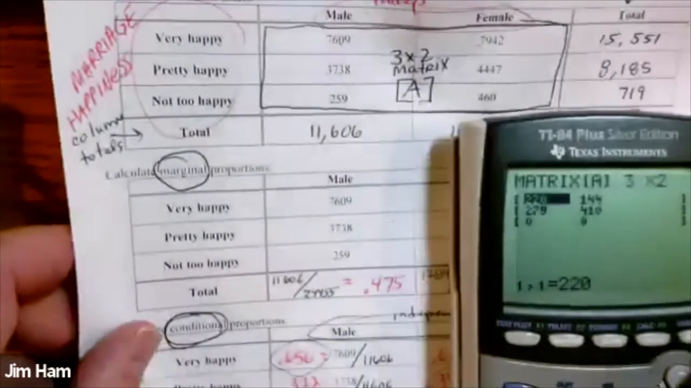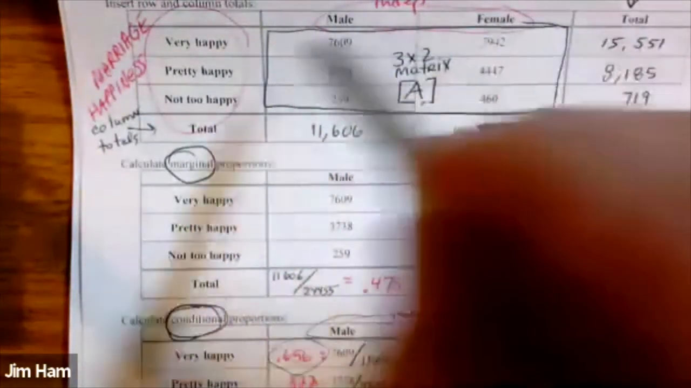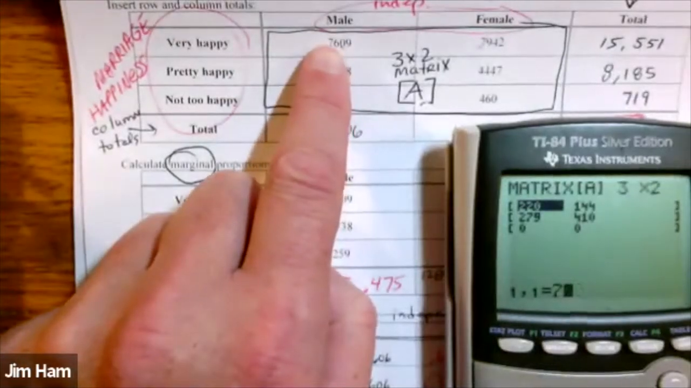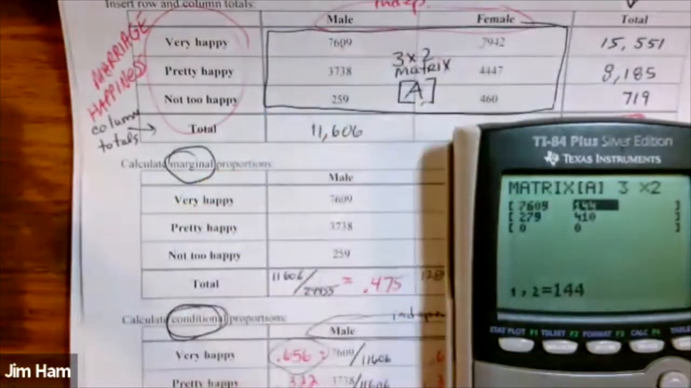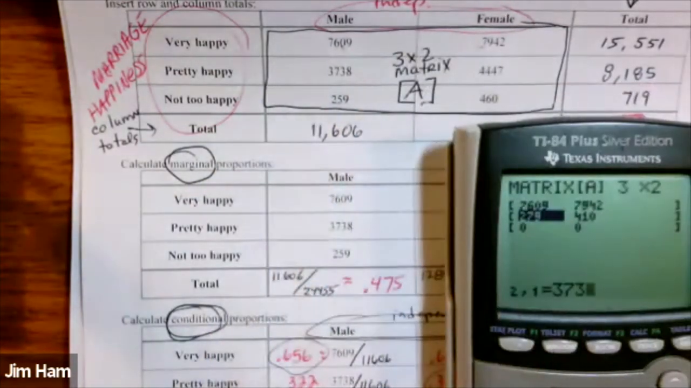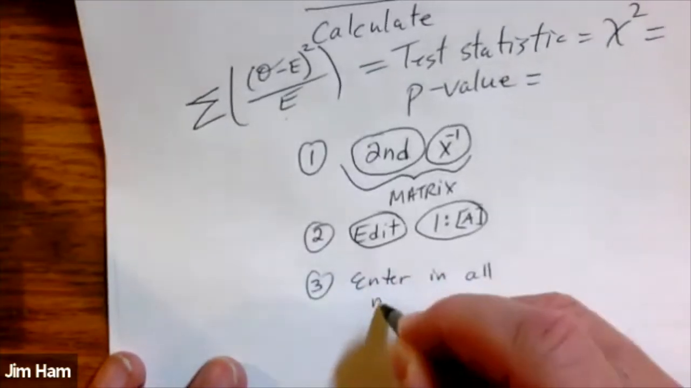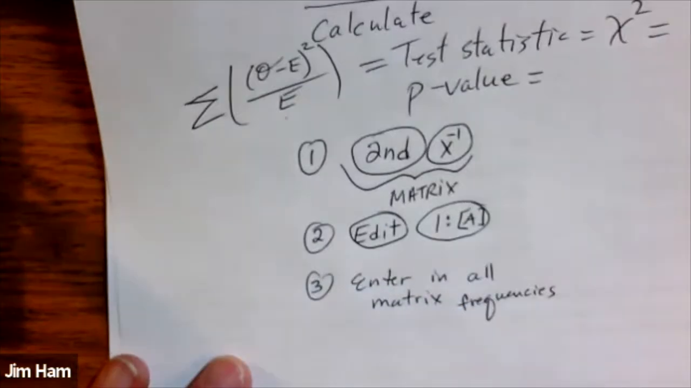All right, I'm going to enter in those 6 numbers, row by row. So I'll start with the 7609 number, and then the 7942 number, and so on, until I have all 6 of these numbers entered into this matrix. So the matrix looks like this. So you'll have to do this step at the beginning of every one of these tests. You have to enter in a new matrix A to reflect the table. Enter in all the frequencies till you have the matrix.